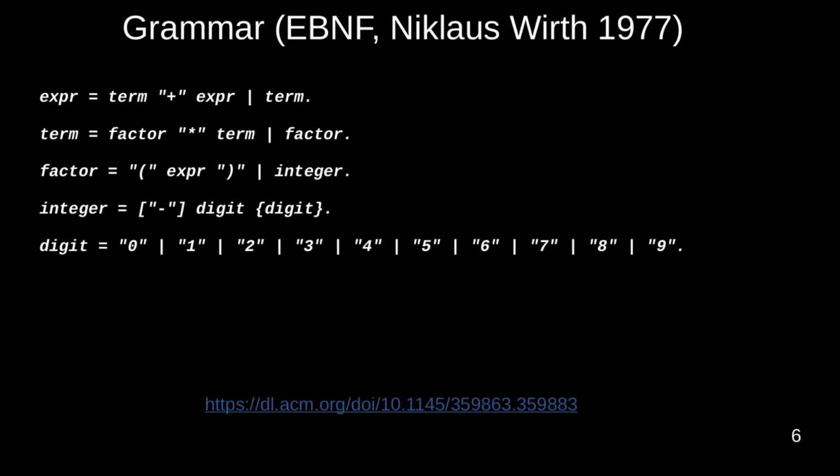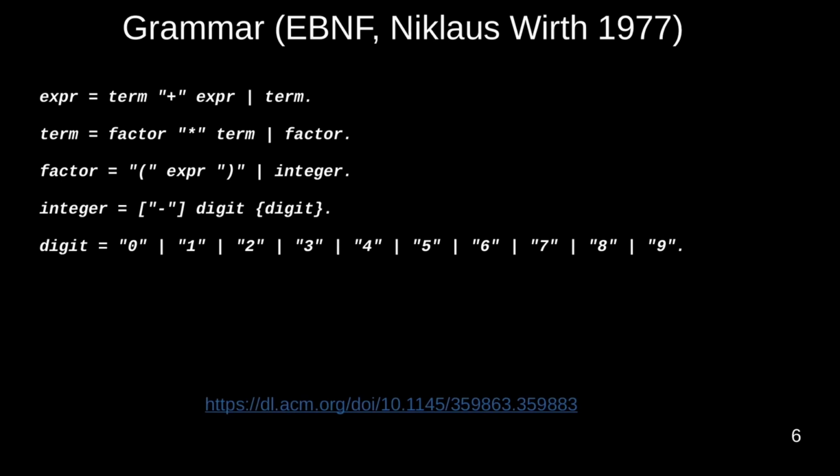And then we have a factor, which is either a parenthesized expression, so this is like going back to the top, which allows you to override the evaluation order, or it's an integer. And then we have an integer that could be a negative number, so optionally there's a minus sign, right? Square brackets means zero or one of what's inside, followed by a digit, followed by more digits. The curly braces are a loop. And then of course the digits could be any of the ten digit symbols. So this is a nice little grammar that describes this language.